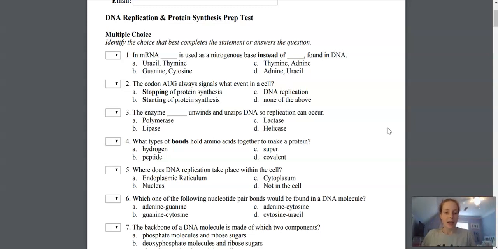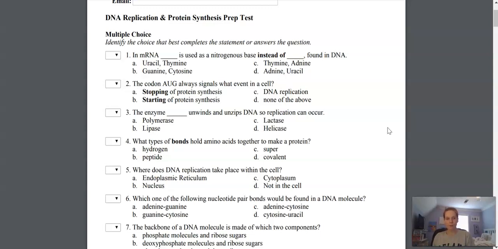Okay, number one, in mRNA, blank is used as a nitrogenous base instead of blank found in DNA. So in mRNA, you have the base uracil instead of thymine. So the answer would be A, uracil and thymine, because uracil's in mRNA and then thymine is in DNA.